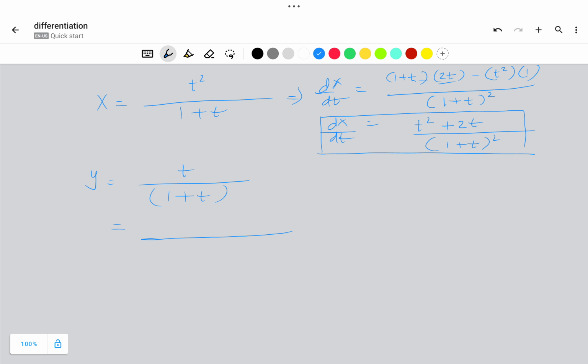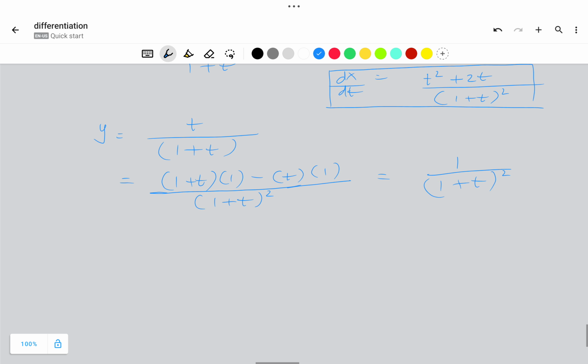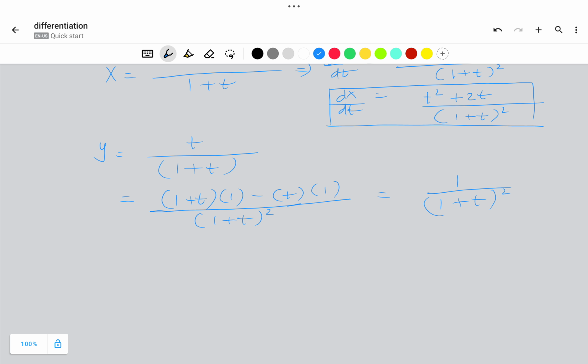So, denominator the whole square, denominator as it is, derivative of numerator minus numerator as it is, derivative of denominator. So it would be 1 upon 1 plus t the whole square. So now we will compute. This is our dy by dt.